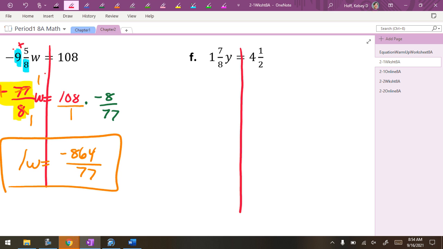Will we do this one and this one for the multiplication? Yep. Oh, so it doesn't have to be the one without the variable? We do it to both of them. Okay. 1 times 8 is 8 plus 7. 15 over 8y.